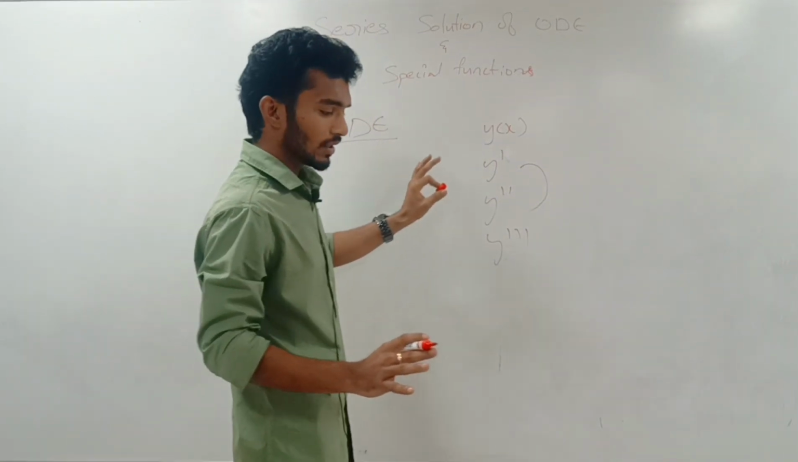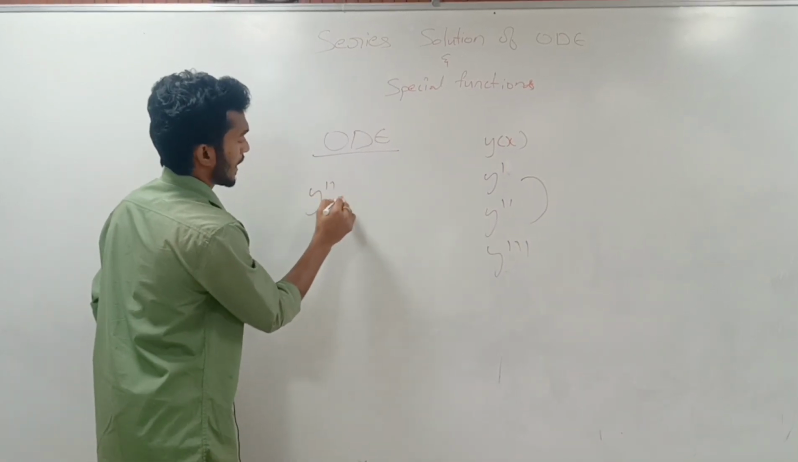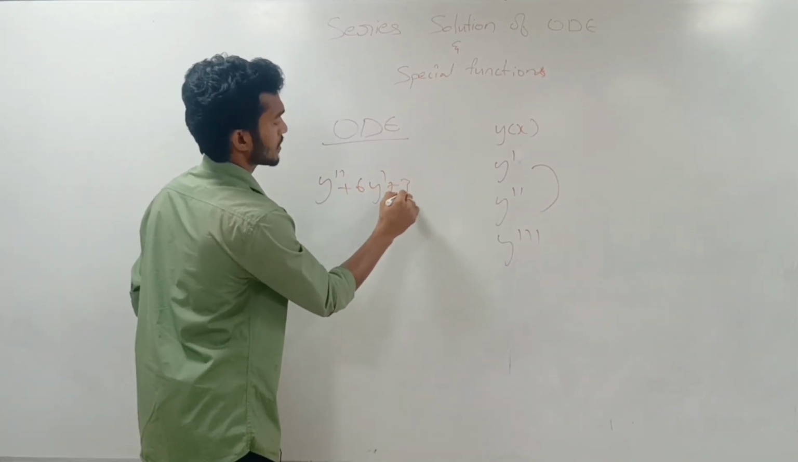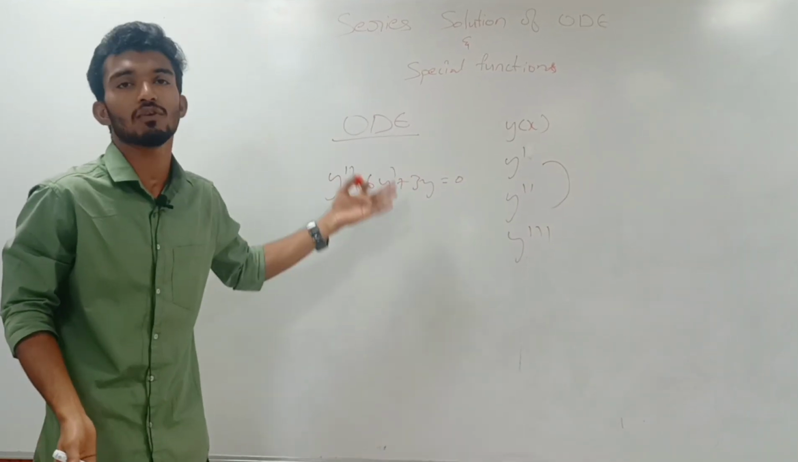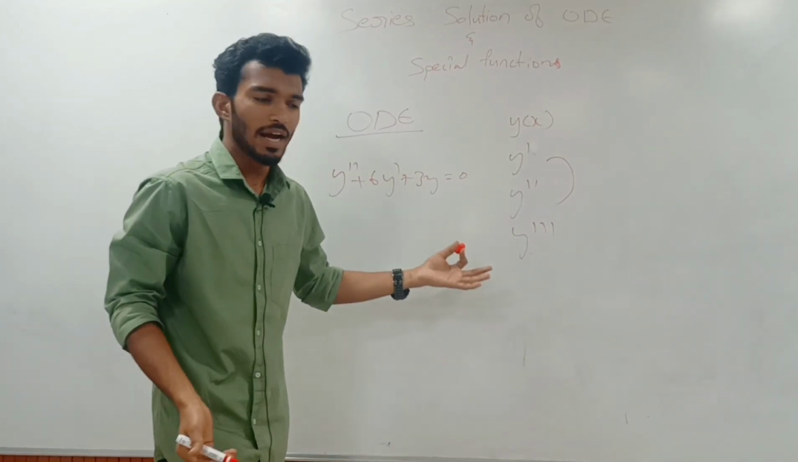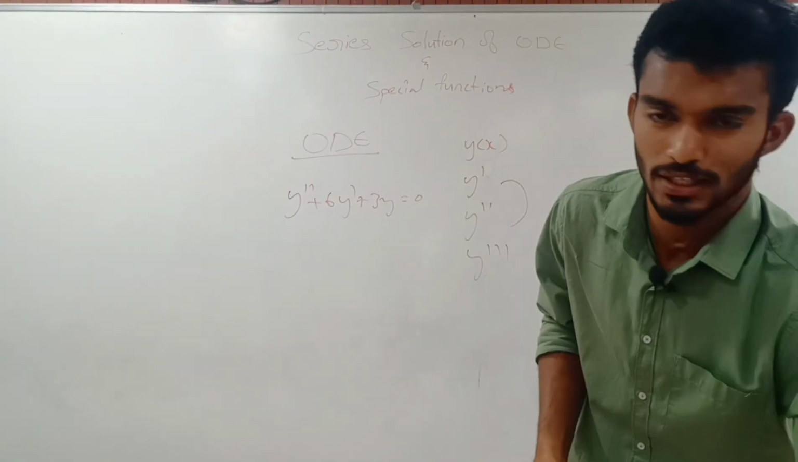Let me give an example of an ordinary differential equation: y double dash plus 6y dash plus 3y equal to 0. It is an example of an ordinary differential equation of order 2. Right? And let me tell you what we mean by the solution of an ordinary differential equation.